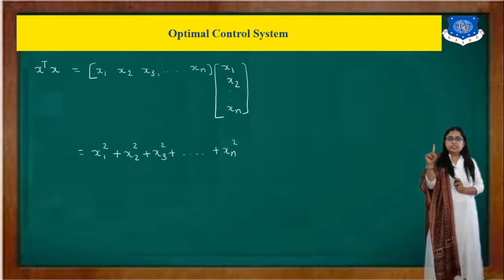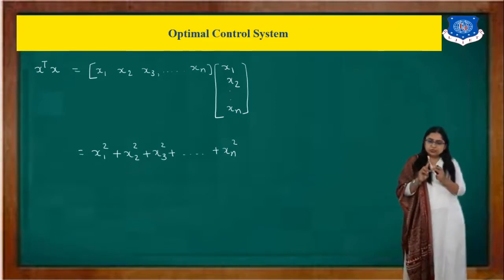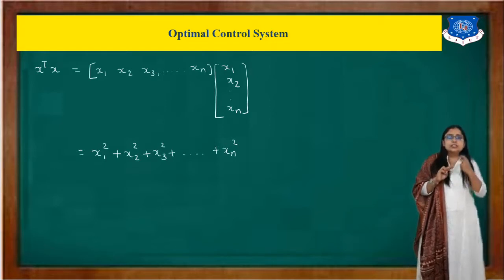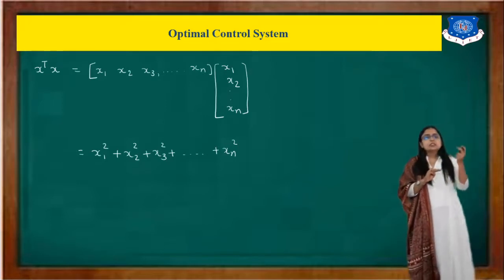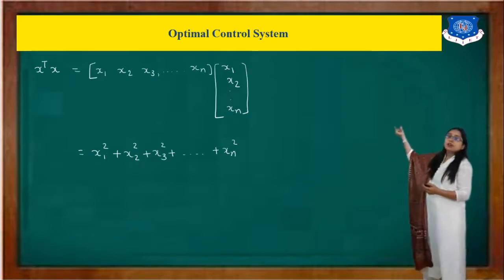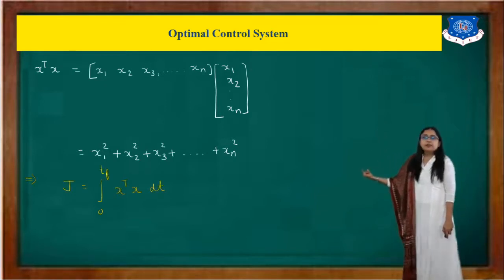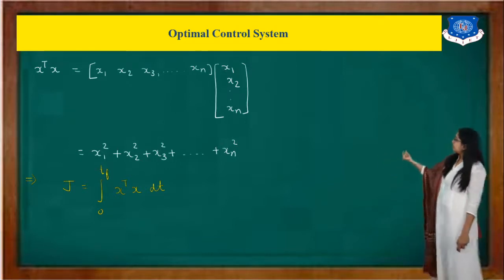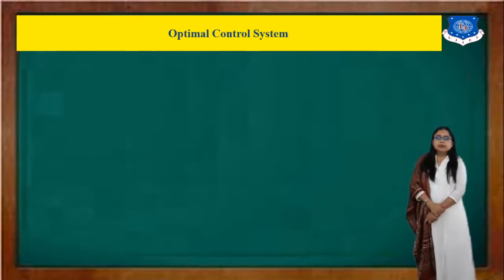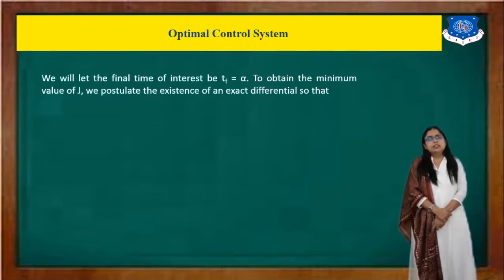Now just remember, what is J? If I consider only a single variable, then my performance index is the integral from 0 to tf of x1 square. If I consider two variables, then x1 square plus x2 square. If I consider n variables, then definitely it will be x1 square plus x2 square plus x3 square up to xn square. And that is nothing but x transpose into x. So here you can simply write my performance index J equals the integral from 0 to tf of x transpose x dt.